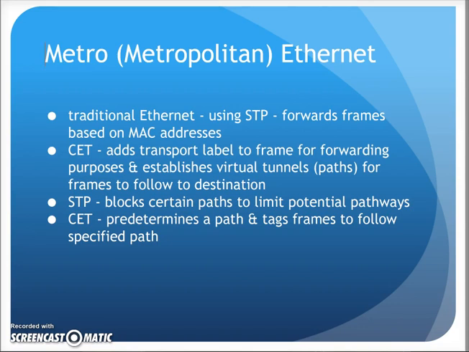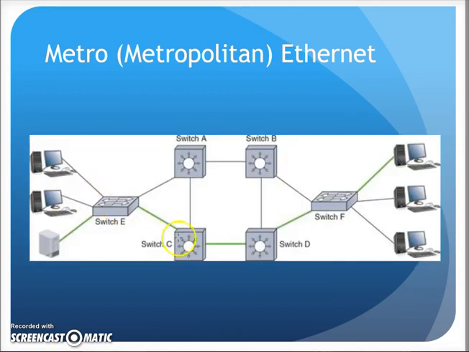CET, Carrier Ethernet, is going to add a transport label to the frame for forwarding purposes and also for establishing a virtual path or virtual tunnel. And that's used for getting from A to B, if you will. We said just a minute ago, STP blocks certain paths to limit potential pathways. Meanwhile, CET is going to predetermine a path and tag it so that the frame follows that path that's been laid out. And I think the book uses this picture to kind of get you thinking a path is laid out. So now those frames are going to get tagged as following this path through the network, that virtual circuit, if you will, through the network.